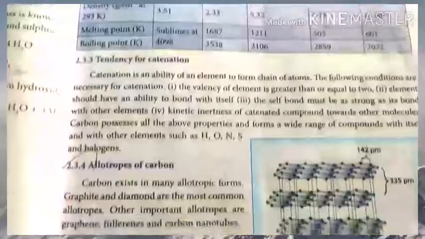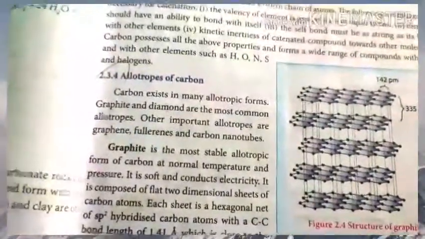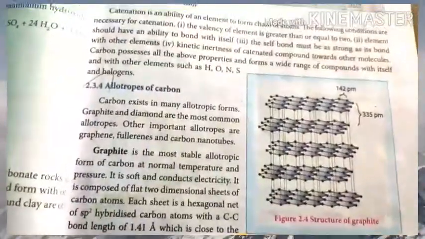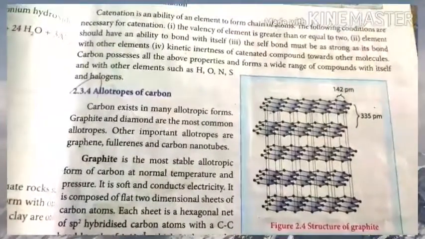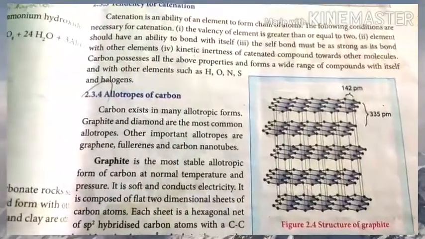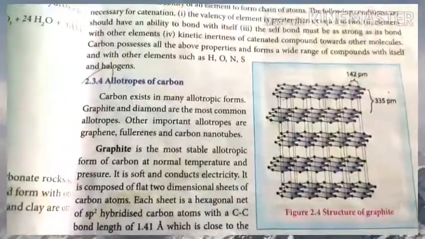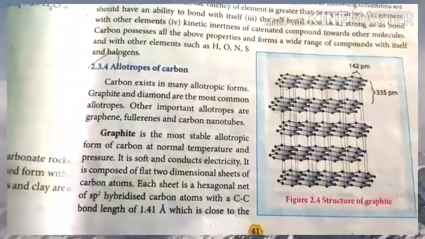The second, more important 5-mark question is allotropes of carbon. Carbon has many allotropic forms. Out of that, graphite and diamond are the most common allotropes. Other important allotropes are graphene, fullerenes, and carbon nanotubes.